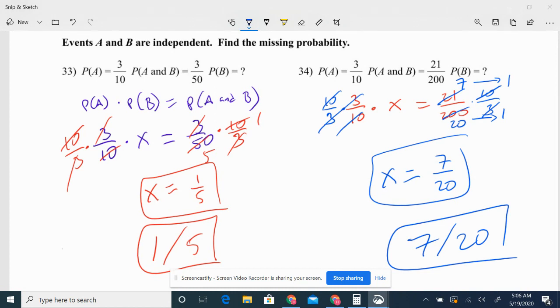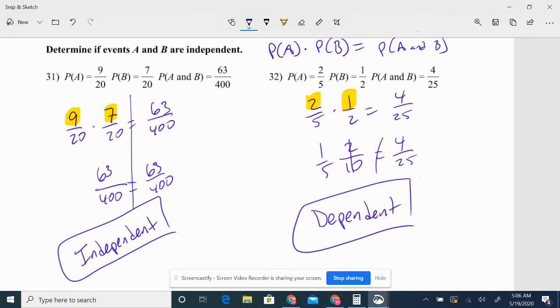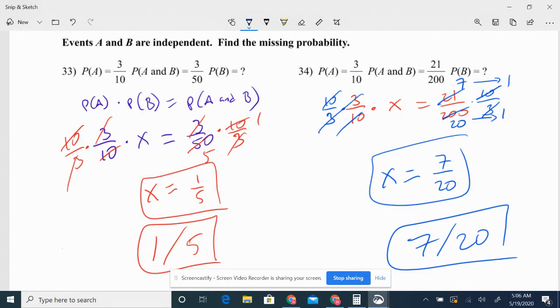Notice that on questions 33 and 34, as well as 31 and 32, I'm using probability of A times probability of B. The reason is that in both cases I have the word and. Every time you have and, you must use times.